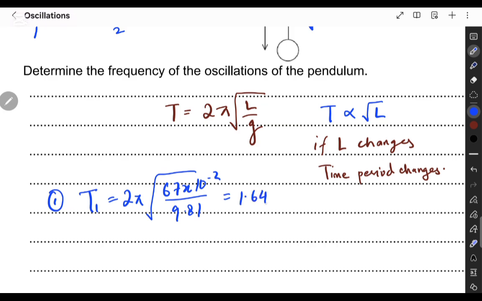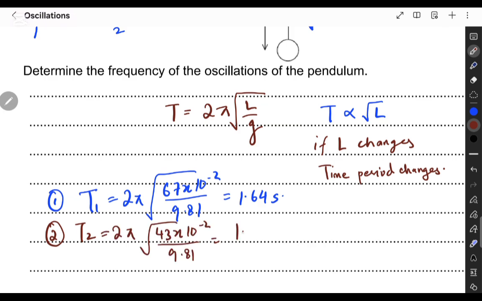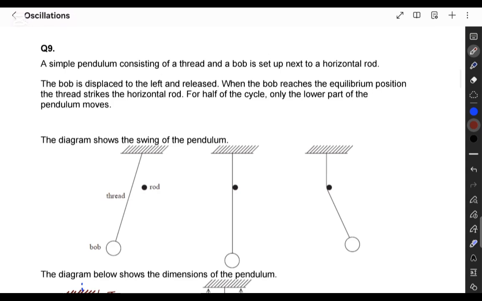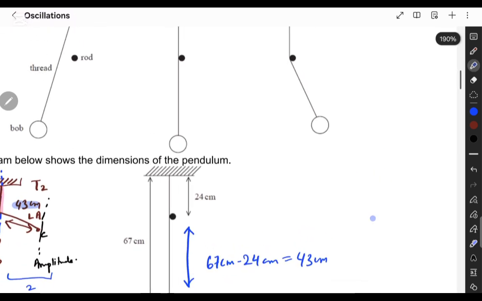That's going to be 1.64 seconds. Now let's find it for the second part, where only the lower length moves, and we're going to call this time period T2. That's going to give me 1.315 seconds. Now, the next thing you have to know is that for half the cycle, only the lower part of the pendulum moves. How do we understand this?